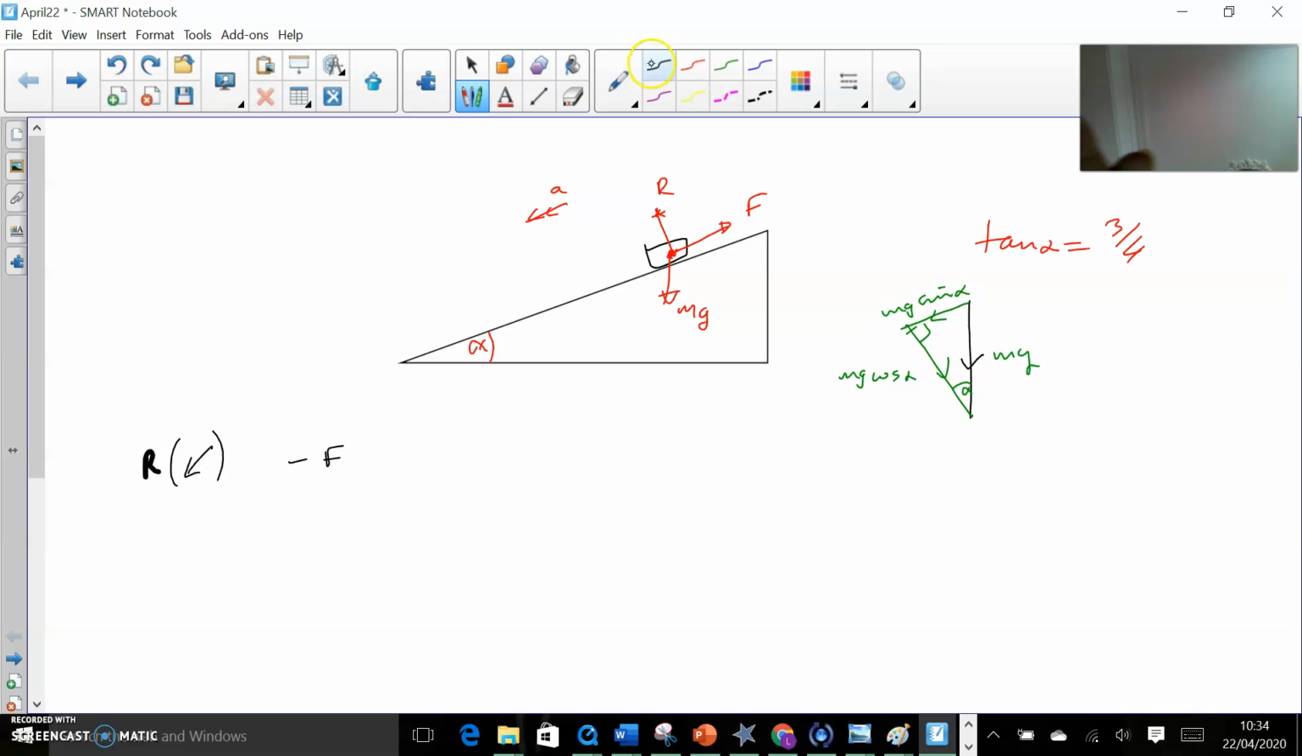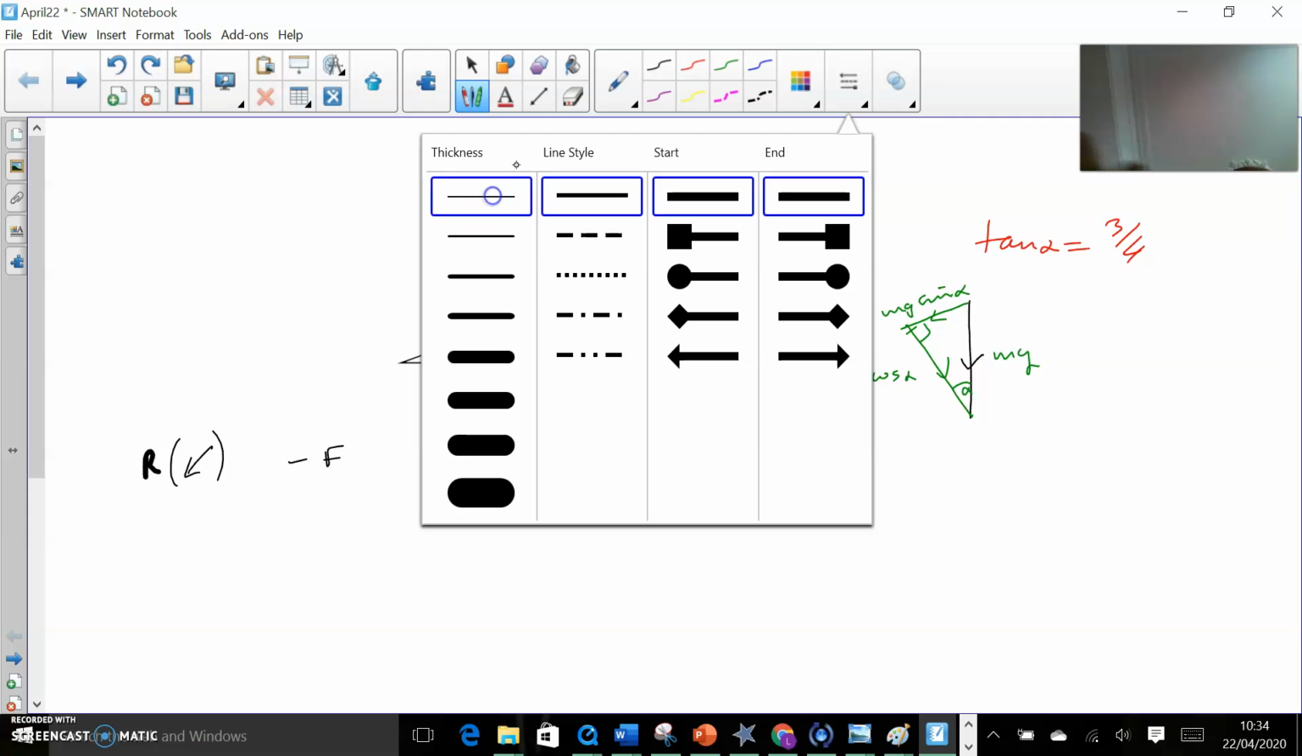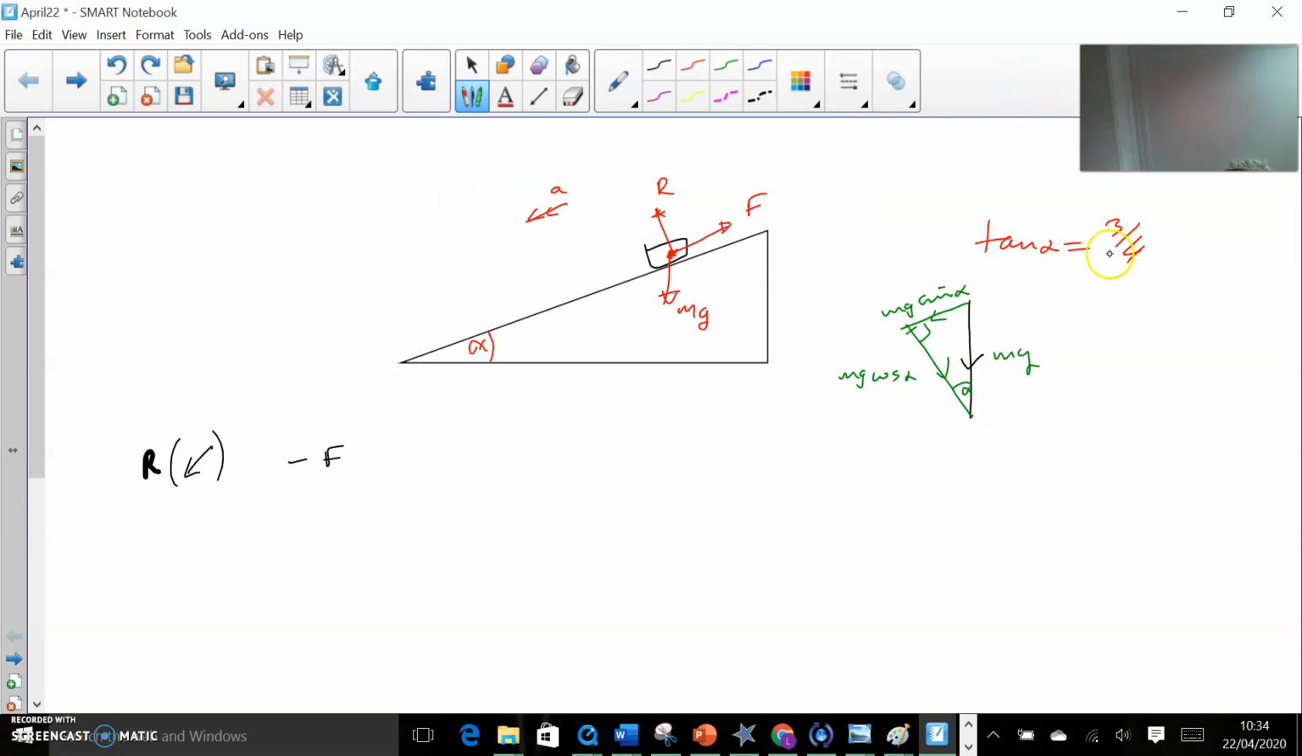Now, always when we have an angle given as a ratio, a trig ratio, you do not need to find the value of the actual angle.